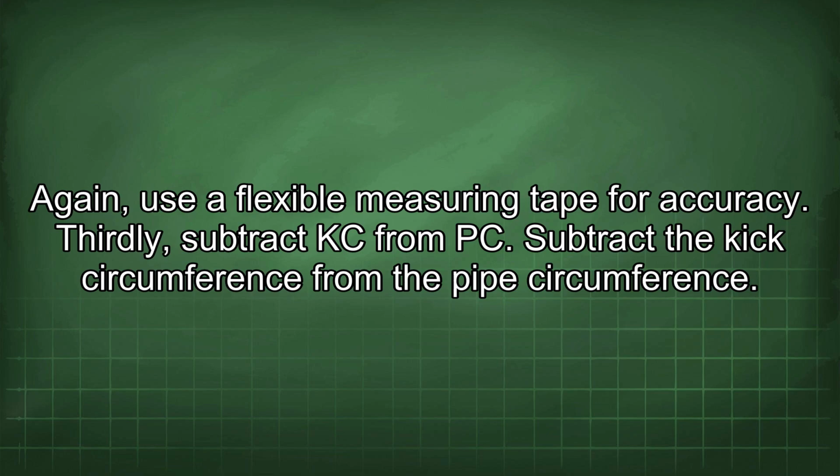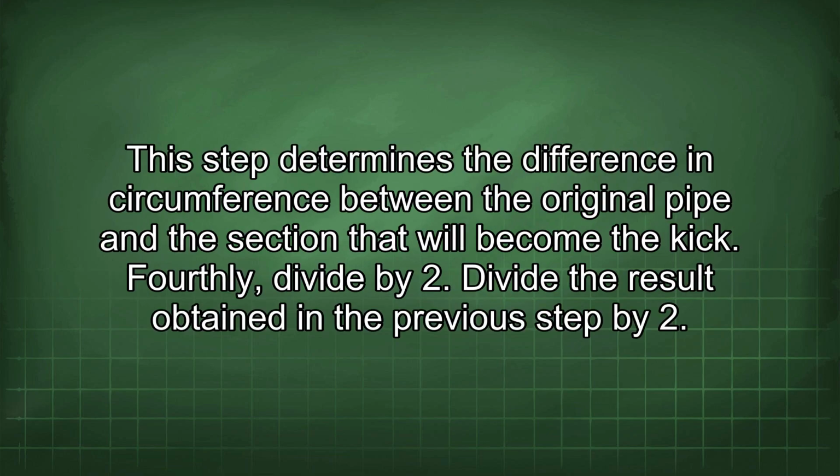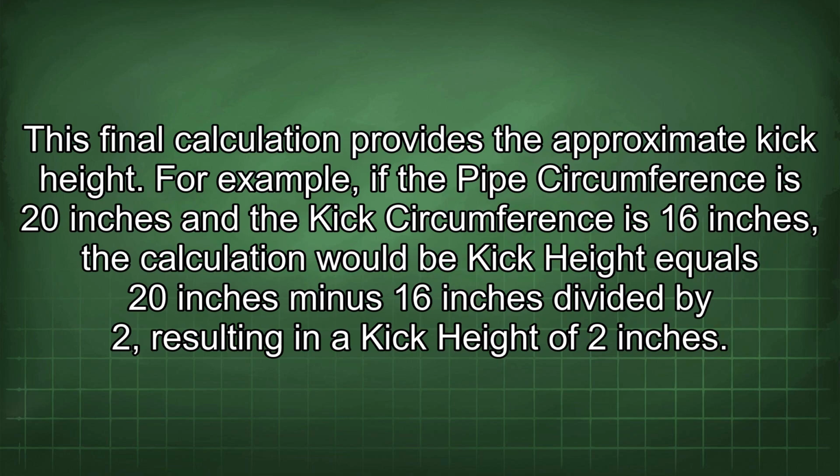Thirdly, subtract KC from PC. Subtract the kick circumference from the pipe circumference. This step determines the difference in circumference between the original pipe and the section that will become the kick. Fourthly, divide by 2. Divide the result obtained in the previous step by 2. This final calculation provides the approximate kick height.